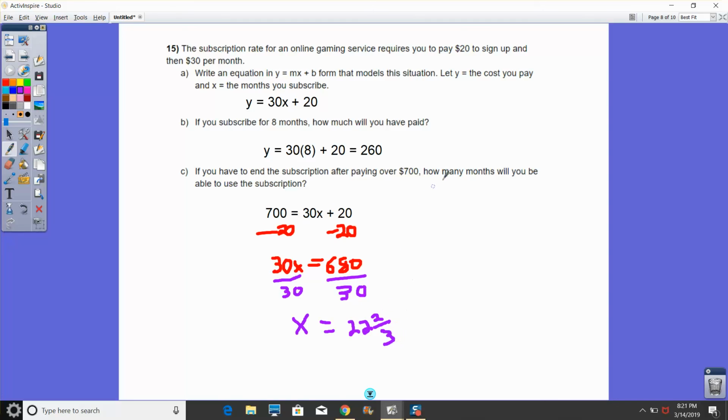So the answer to this question, how many months will you be able to use the subscription? The answer here is actually 22, because 23 would put you over, right? So after paying over 700, maybe the answer is 23. 23 would be acceptable, because it said after paying over $700. So once you hit 710, you are now paid over 700. You'd have to end. So the answer here actually would be 23. If you have to stay under $700, the answer would be 22.